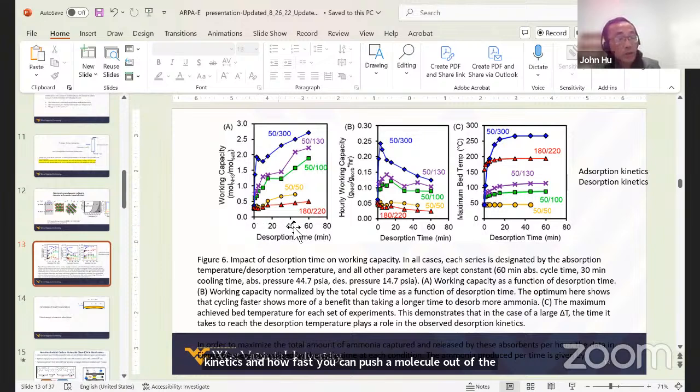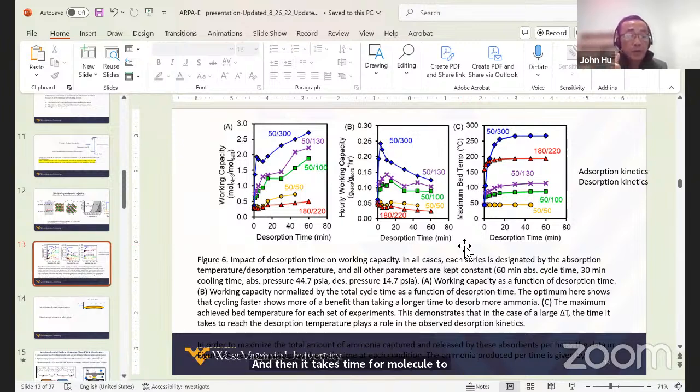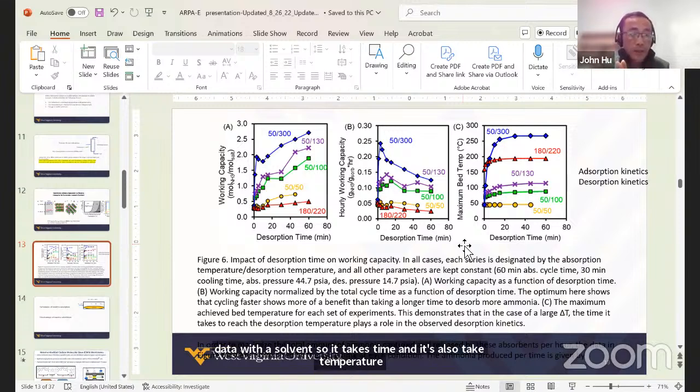All right, so this is really the data. This data is very important. It takes time to obtain this data. When you increase the temperature and also decrease the pressure, it takes time for the molecule to leave the surface, because this is reactive adsorption, and ammonia is strongly bonded with the solvent. So it takes time, it also takes temperature, and it takes kinetic data. It's a lot of work.